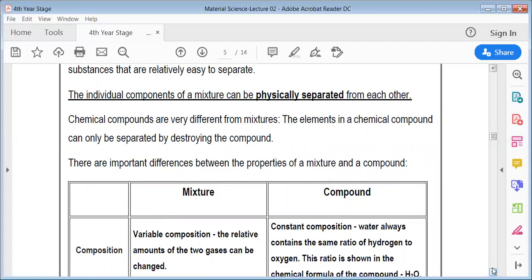Of course, chemical compounds are very different from mixtures. The elements in a chemical compound can only be separated by destroying the compound. You cannot keep the compound if you want the element. For example, if you want the elements of water, you change it, separating oxygen from hydrogen. At that time, there is no water left. It means you destroyed it, you completely converted it to something else, something different.